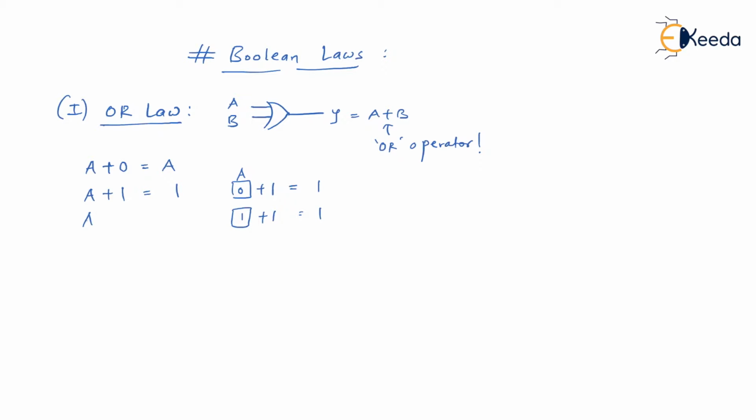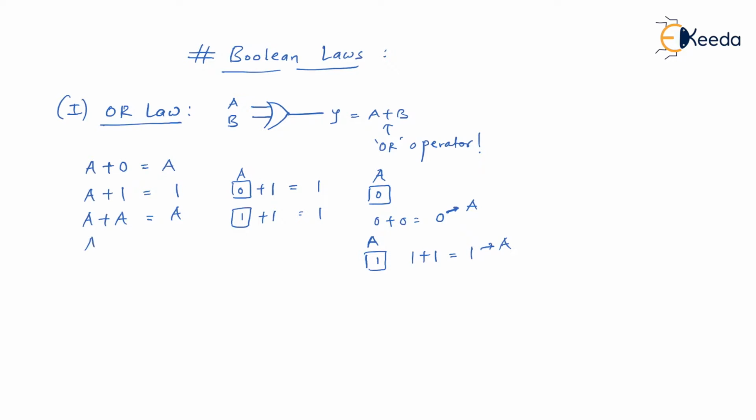Next, if you apply A plus A, it results in A only. For example, if A is 0, then it is 0 plus 0, which is 0, which is A itself. Or let's say A is 1, so you OR 1 plus 1. So 1 plus 1 is again 1 in case of an OR gate, which is again A itself. Meaning that A plus A is always A.